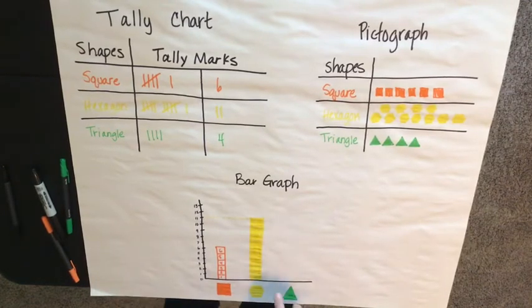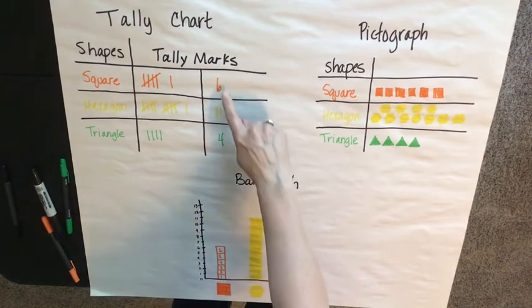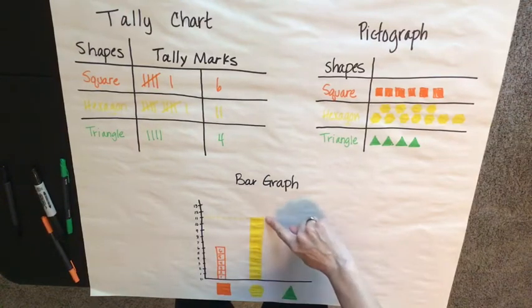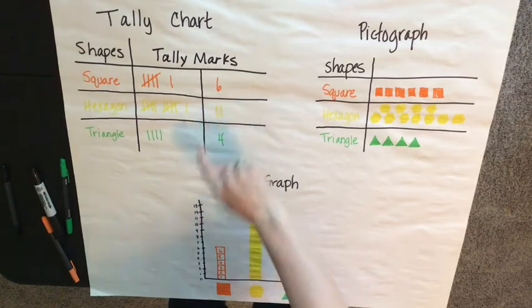And notice for this one I colored it in because this is the way you will see bar graphs. Remember, this was just to help us see why our bar graph was this height. It was a height of 6 because I have 6. This bar for hexagons has a height of 11 because I have 11 hexagons.